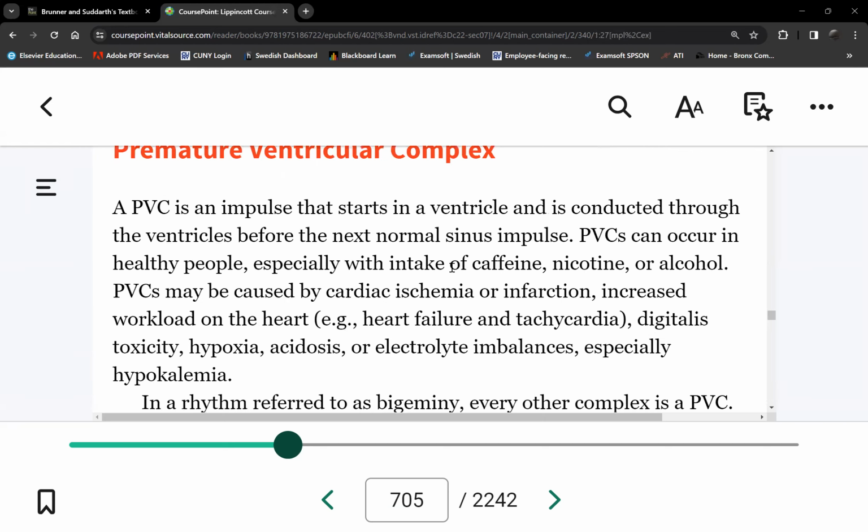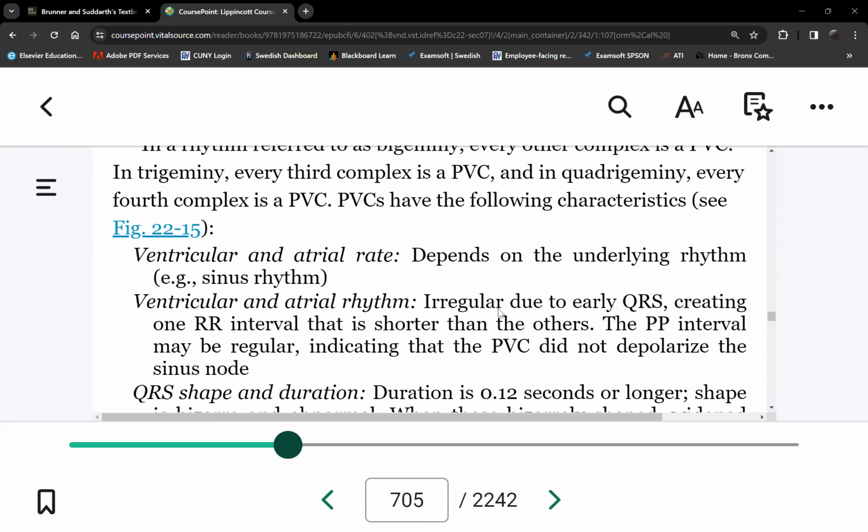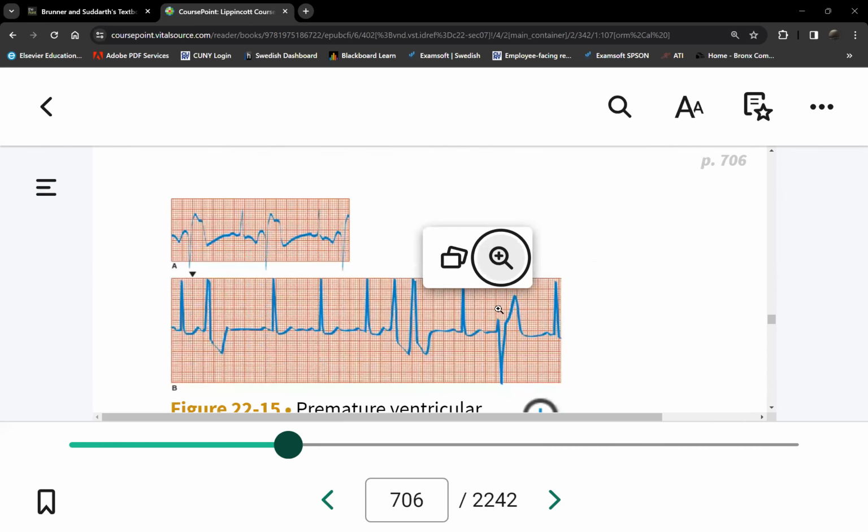These are again the common causes. So just add excessive intake of caffeine, nicotine, or alcohol, or these conditions here: heart failure, tachycardia, digoxin toxicity, hypoxia, acidosis. So these are the common triggers for PVCs. The decision whether or not to treat them really depends. Is the patient symptomatic or not? Or what is the patient's underlying condition? So let's say the patient's admitted for a suspected heart attack and we see PVCs. Should we treat it?